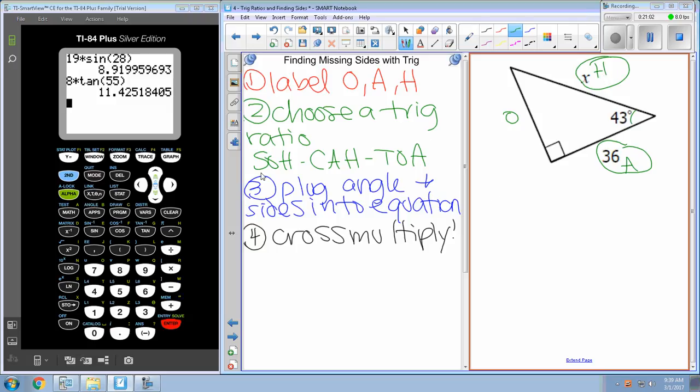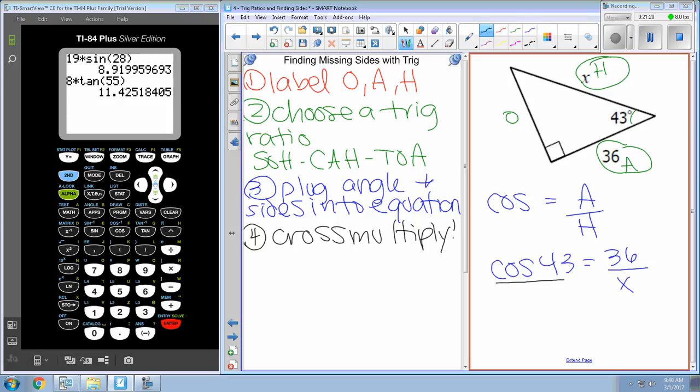If you look back at your acronym, CAH, so we are going to use cosine. So cosine equals A over H, and then I'm going to plug everything in. So cosine of 43 is equal to 36 over x. Now, when I go to cross multiply this problem, this is what changes. So I'm doing 1 times 36, which is 36, and x times the cosine of 43.